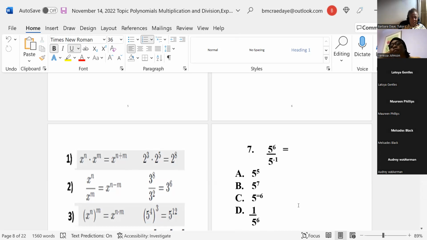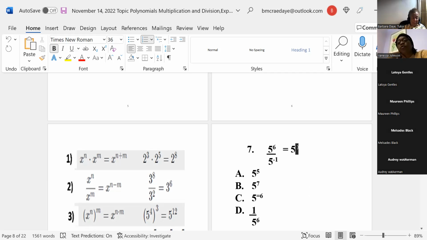Mercedes, you know how she got B? I think she added the exponents 1 plus 6. She added the powers? Division, you subtract the powers. It should be 5 to the 5th. Division, you subtract the powers. Her answer is correct. So our answer is B, right?